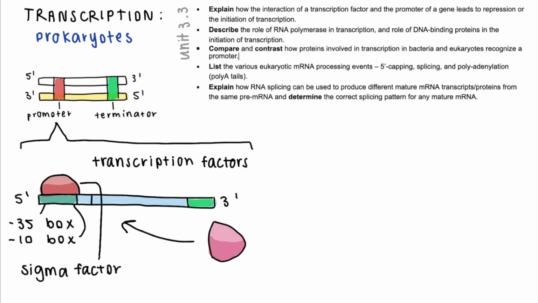I have noted here that the first base that is transcribed in prokaryotes is called the +1 site. This information is useful when completing worksheets or being asked to transcribe a DNA sequence because the +1 site indicates from where you need to start transcribing.